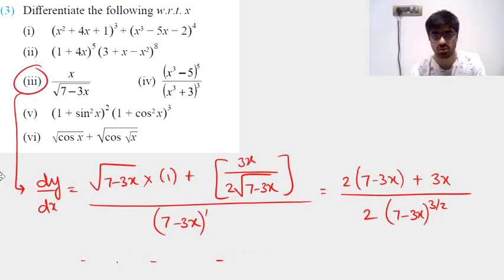Okay, so yeah, that's what you ultimately have, and you can simplify the numerator further. So it will be 14 − 6x + 3x, so it will be 14 − 3x.